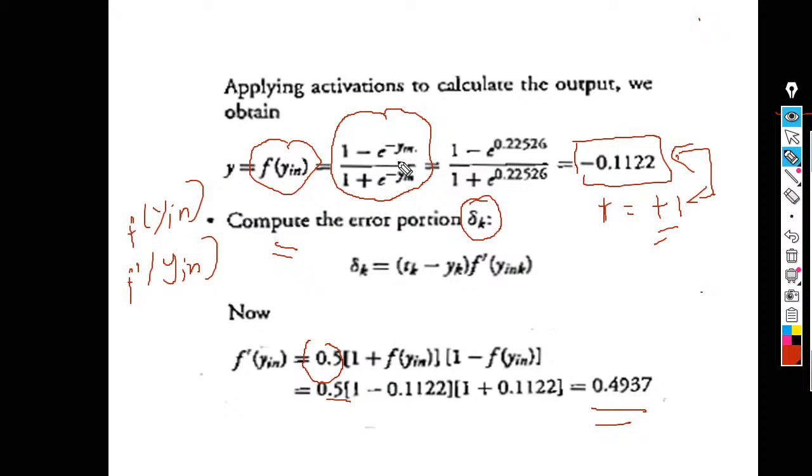We are going to use two different functions: one is the binary, or unipolar, sigmoidal function, and the other is the bipolar sigmoidal function, and for both you have a different f dash of y in. So try to remember that formula. Now the next step: we have y in, f of y in, that is y, and we also have f dash of y in. Our next task will be to calculate the error.